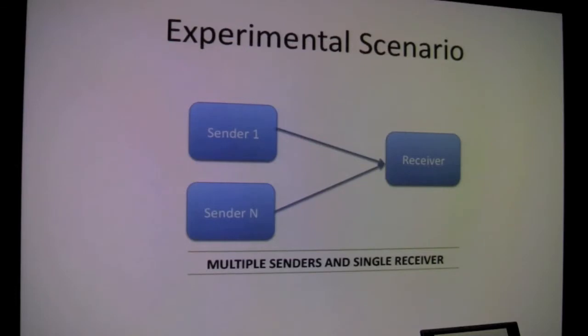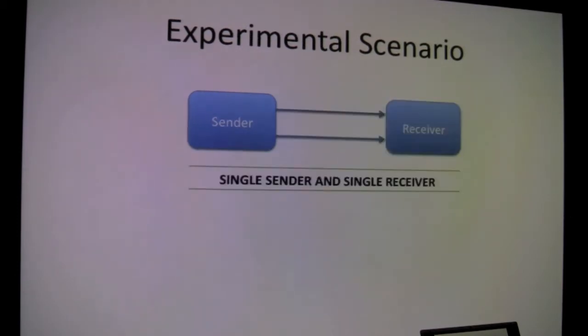This is the experimental scenario we have considered. We have multiple senders sending the data, that's the raw data, to a single receiver. Here are sender 1, sender 2, sender 3, up to sender n. This is the next case of a single sender sending raw data to a single receiver.